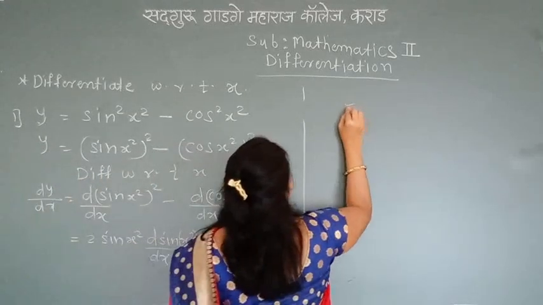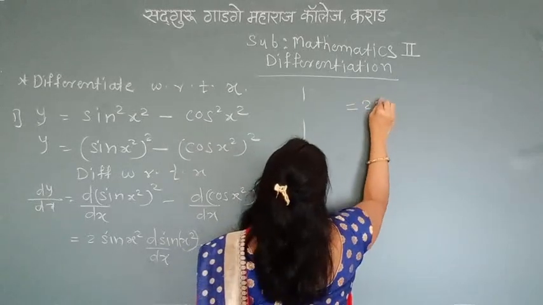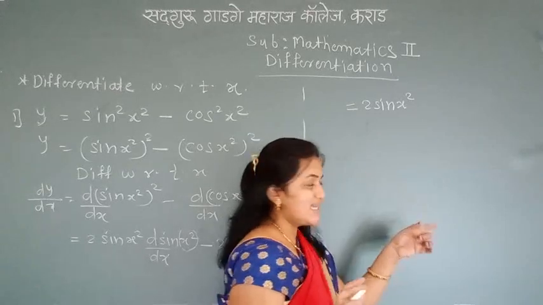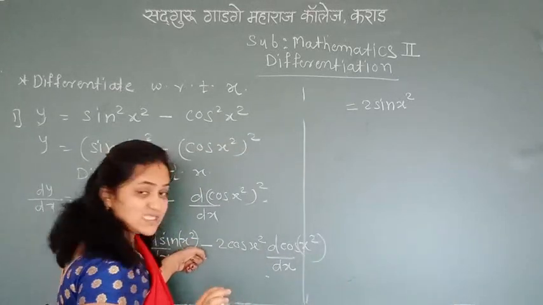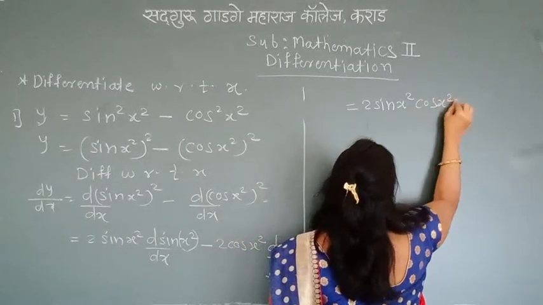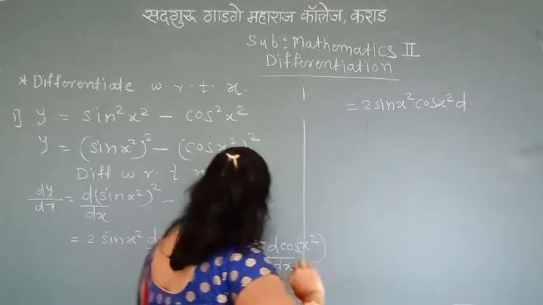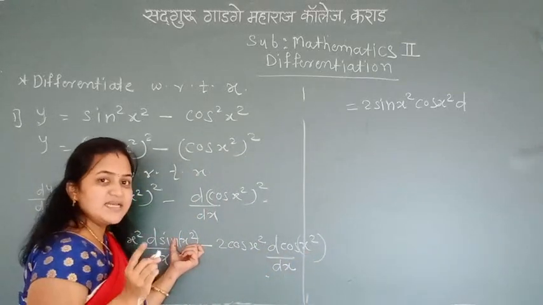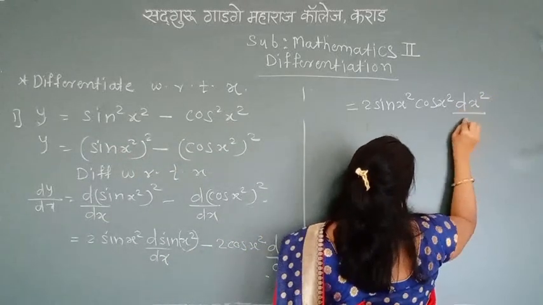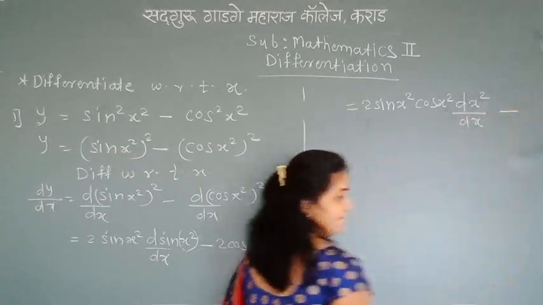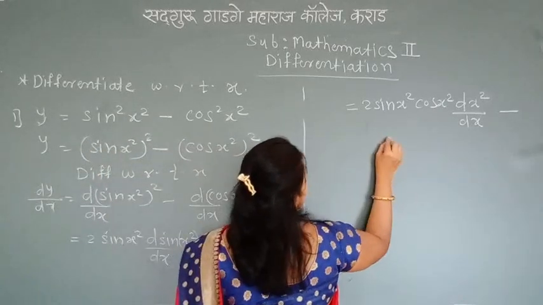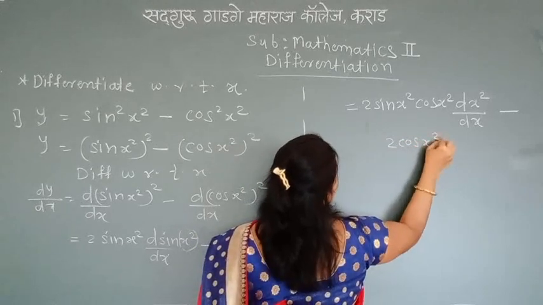So we get here 2 sin x square. What is the derivative of sin x? Which is cos x. So what is the derivative of sin x square? Which is cos x square. So here cos x square and again a derivative of, this is a sub function. What is your sub function? x square. So again a derivative of your x square with respect to x, minus 2 cos x square as it is.